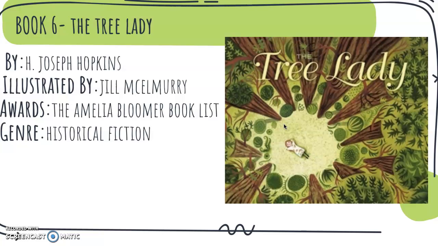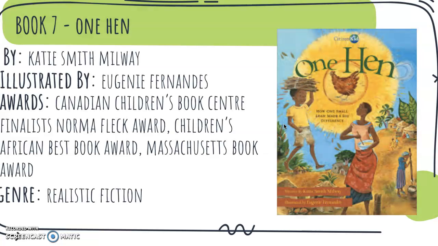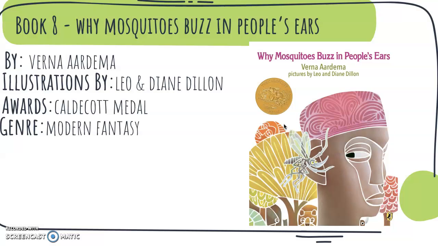So book number 6 is The Tree Lady by H. Joseph Hopkins, illustrated by Jill McElmurray, and the awards were the Amelia Bloomer book list. The genre was historical fiction. Book number 7 is One Hen by Katie Smith Milway, illustrated by Eugenie Fernandez. It won the Canadian Children's Book Center finalist Norma Fleck Award, Children's African Best Book Award, and Massachusetts Book Award, genre being realistic fiction. And book number 8, Why Mosquitoes Buzz in People's Ears by Verna Aardema. I butchered that, I'm so sorry. Illustrations by Leo and Diane Dillon, awards Caldecott Medal, and genre modern fantasy.